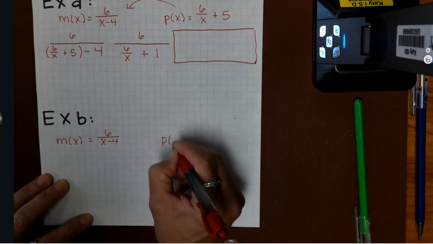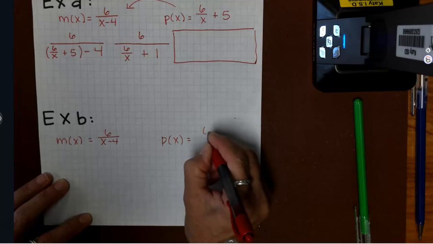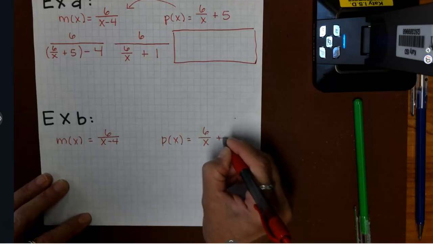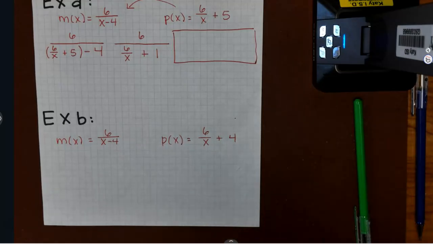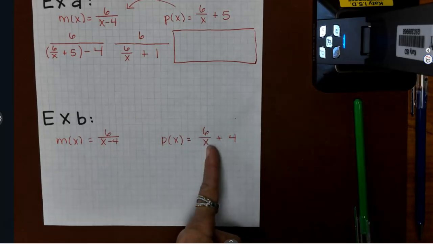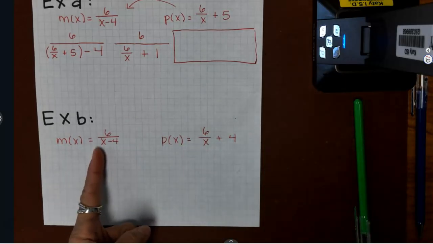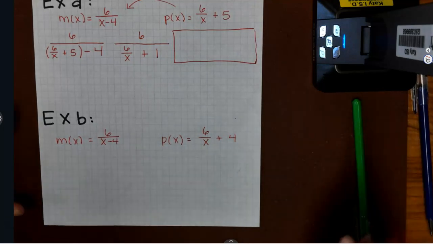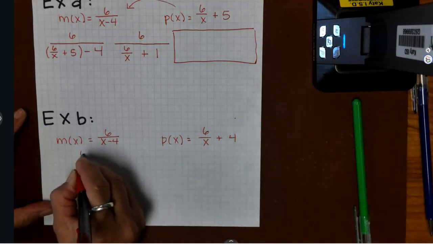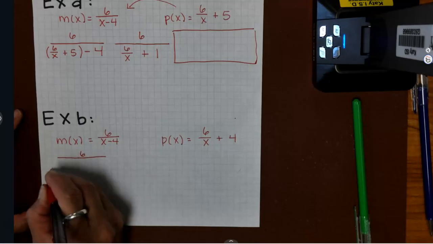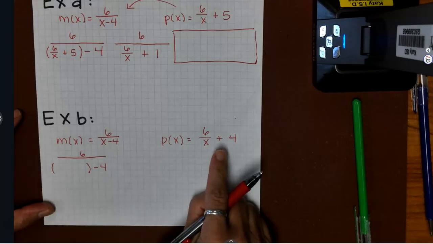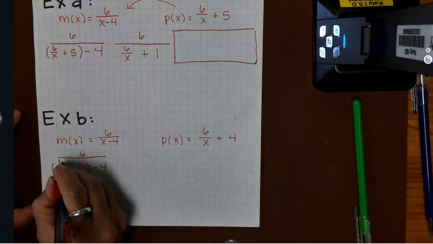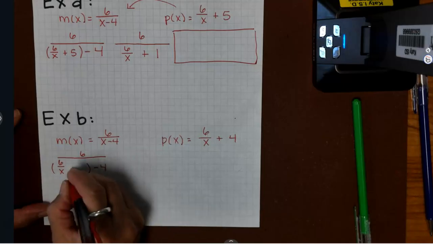Let's say p of x was 6x plus 4. Okay, let me try again. I'm going to dump this into that and let me see what happens. So numerator, okay, and this is x minus 4. Let's put in the substitution. So this is going to be 6 over x plus 4.